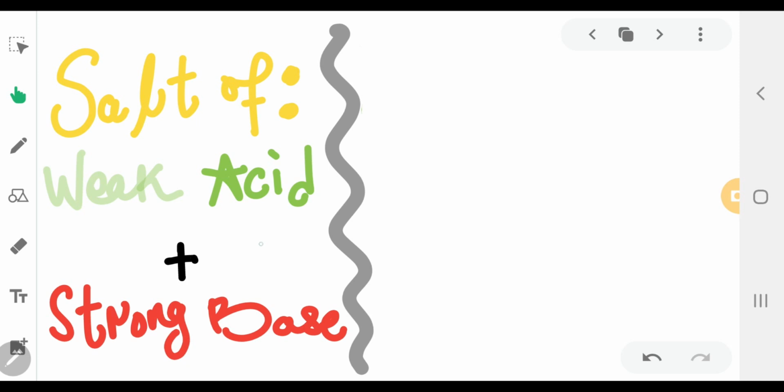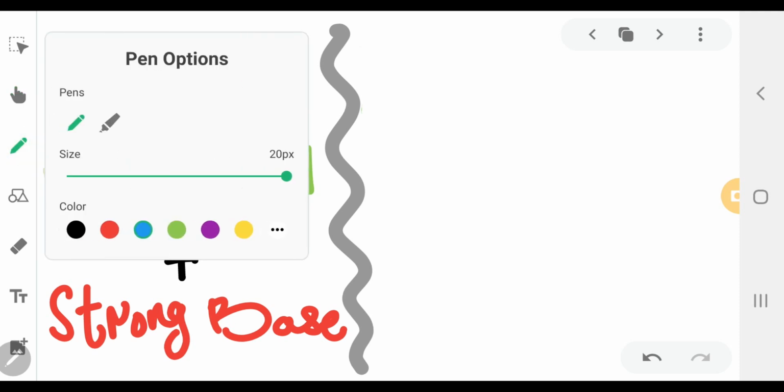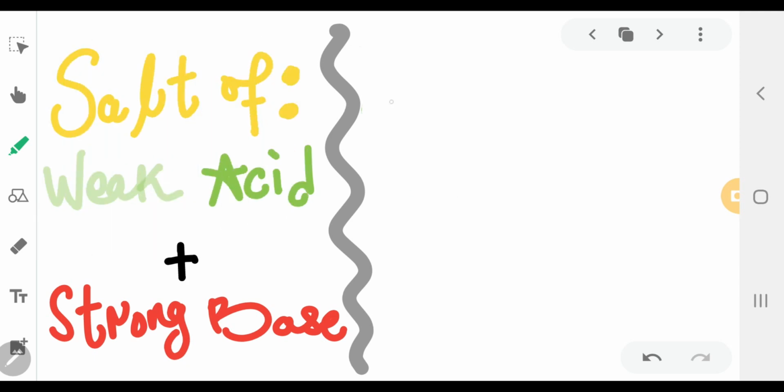Okay, so now finally we're going to look at what happens when we add weak acids and strong base together. We will be looking at what sort of salts will be produced. So let's take the example of vinegar, or acetic acid, for the weak acid. It's a common weak acid that we have been consuming as well. This is the structure of the weak acid.